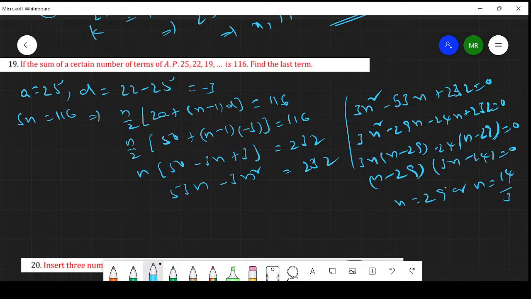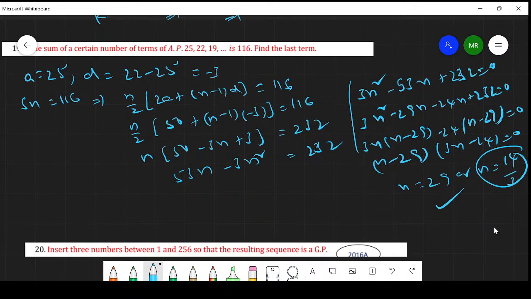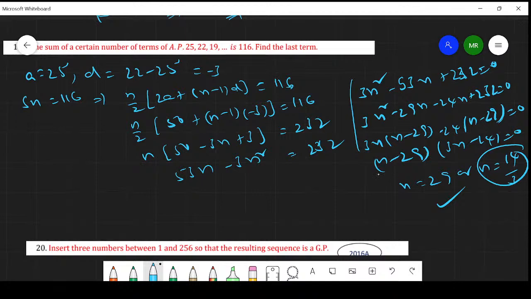Okay, we got two values of n, but we don't want the fractional one; we consider n is equal to 29. So that will be the number of terms here. We got the sum 232, and I have taken 29 terms. Now find the last term they are asking. What is the last term they are asking here?